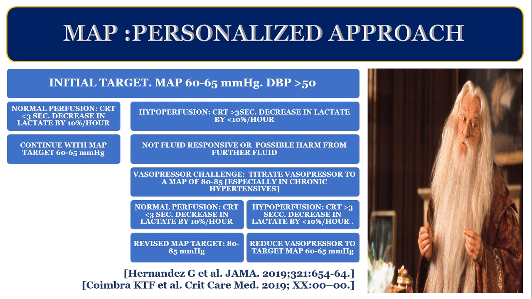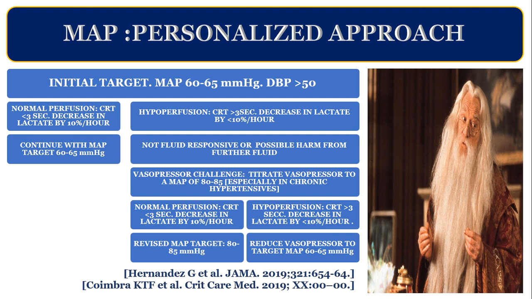If the patient's perfusion is maintained with this target, continue with this. But if the patient remains hypoperfused, CRT is prolonged like in our patient, then you go for something called a vasopressor challenge. So you increase your norepinephrine dose in such a way that your mean arterial pressure goes to 80 to 85. Okay? Why this 80 to 85? Because in the SEPSISPAM study, 80 to 85 was the higher MAP group.